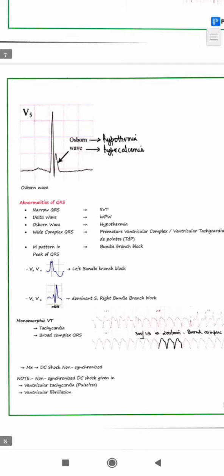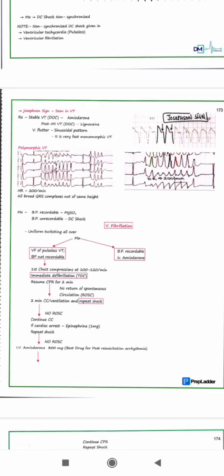Now we have to remember monomorphic VT, which is ventricular tachycardia, seen in cases of broad complex QRS. We manage it by giving DC shock, and we have to remember that non-synchronized DC shock is also given in cases of ventricular tachycardia.